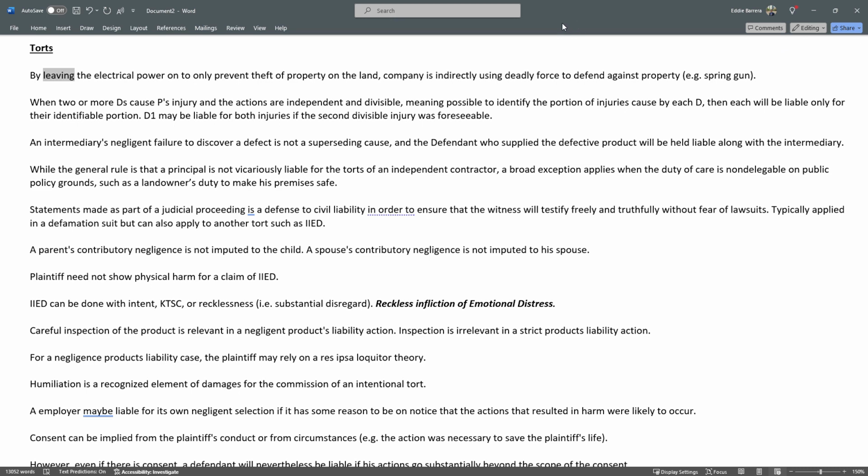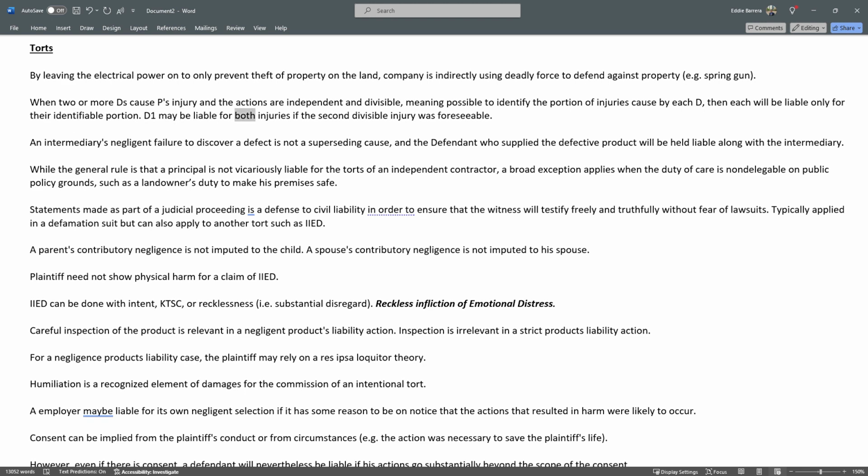Torts. By leaving the electrical power on only to prevent theft of property on the land, the company is indirectly using deadly force to defend property, e.g. a spring gun. When two or more defendants cause P's injury and the actions are independent and divisible, meaning it is possible to identify the portion of injuries caused by each D, then each will be liable only for their identifiable portion.